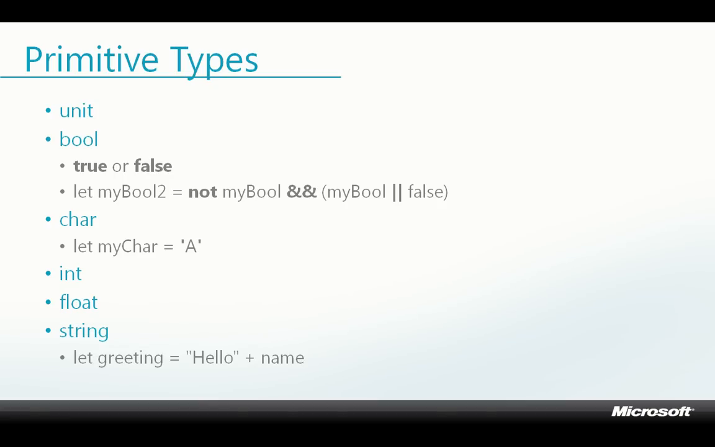Now, there are other types too. There's byte and unsigned integer and a decimal type and a double and several others. I'm not going to go into those in detail here, but at the end of the video, I'll give you a reference to the F# documentation.